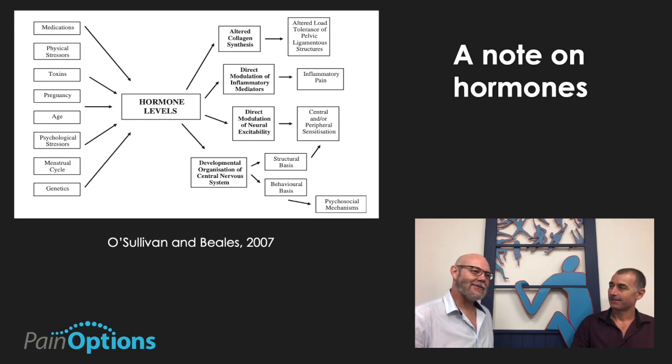Now we're in 2020, 13 years later, and actually there's more focus on hormones and inflammation and things like that in pain disorders. So I've got four things here. One is around altered collagen synthesis. There's no doubt that hormones do play a role in that. But just because you're changing collagen synthesis doesn't mean there's going to be more or less movement in the joint. But it could affect its ability to take load.